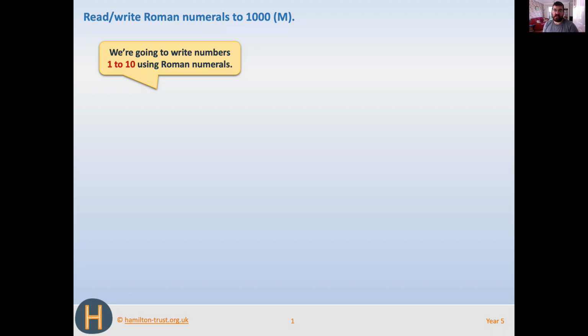Hopefully you had some interesting times with your square numbers yesterday, and we're looking at Roman numerals, which is something that came in the curriculum quite well, a bit more recently. People have done them in the past, but actually it's become more of a focus in the curriculum more recently.